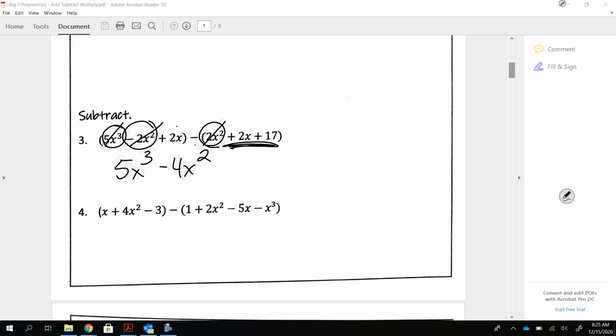Don't forget this minus in the middle. So 2x minus 2x is 0. So circle, that goes out, circle, that goes out. The 17 has nothing to combine with, but again, it's like saying 0 minus 17. So we flip the sign, and that is our answer.